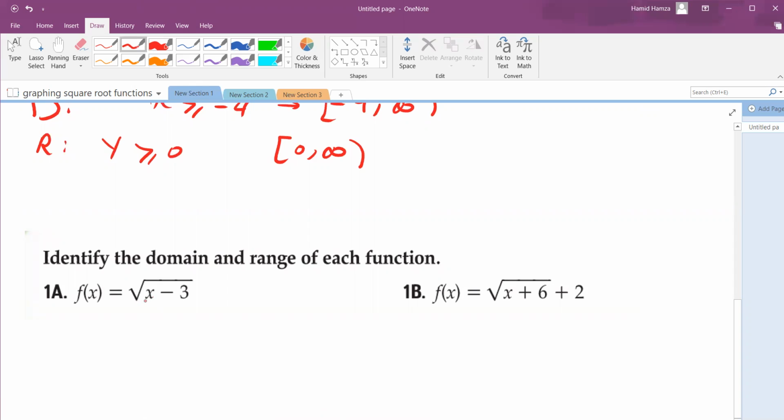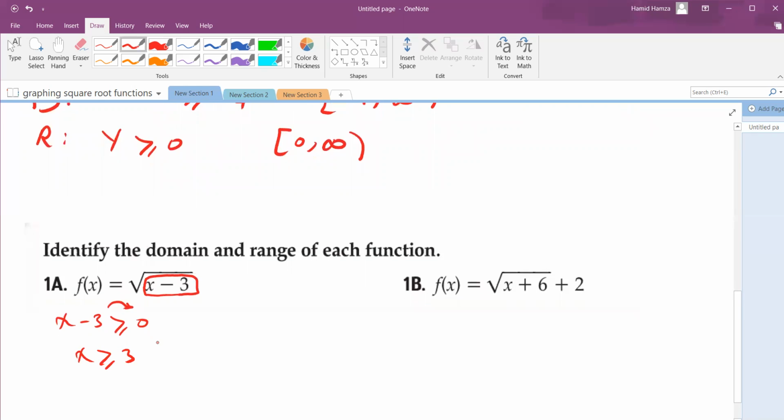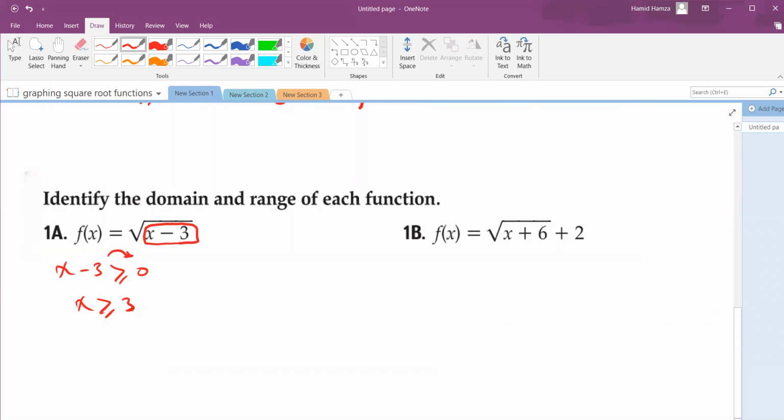The next part. This one, guys, we wanted to find the domain and range for each one of them. So I'll take this part beneath the root to determine the domain by putting it greater than or equal to 0. So x minus 3 is greater than or equal to 0. Take it to the other side, so x will be greater than or equal to 3. You are not allowed to use a number less than 3. The least number you should use is 3, and numbers greater than 3. So this is the domain.